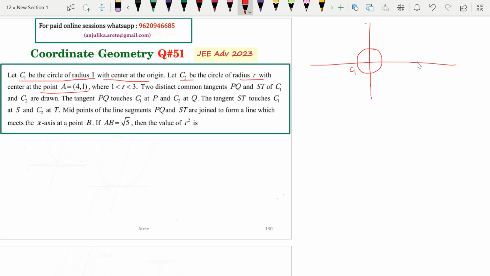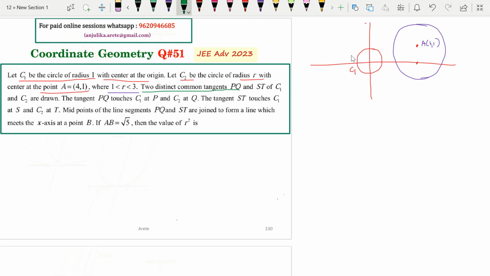So let's say that this is my 4, so 4 comma 1 is some point here. So tentatively your graph should look reasonable. Okay, so this is 4 comma 1, that's my point A, and you have a circle of radius r. Let's draw it. Now they are saying your r lies between 1 and 3. That only means that the two circles are not intersecting. Two distinct common tangents you have.